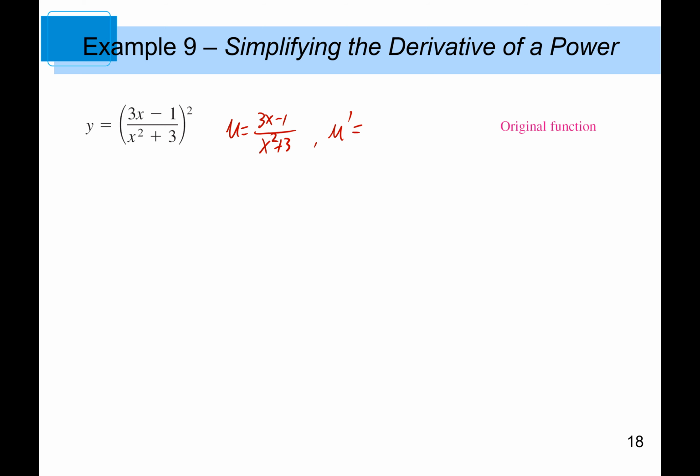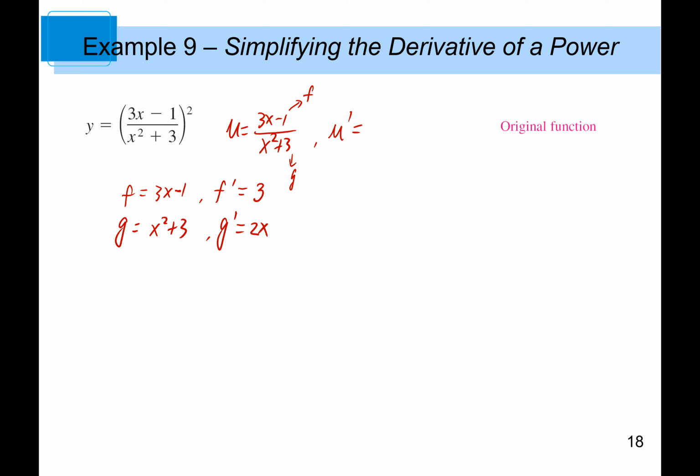So this is f, that's g. So f equals 3x minus 1. So f prime is gonna be just 3. Okay. And g equals x squared plus 3. So g prime is 2x plus 0, so it's just 2x.